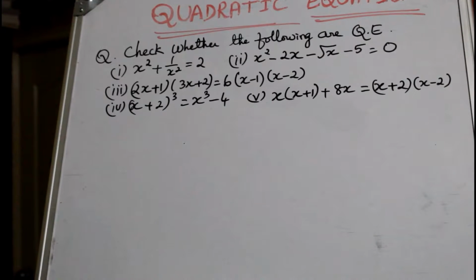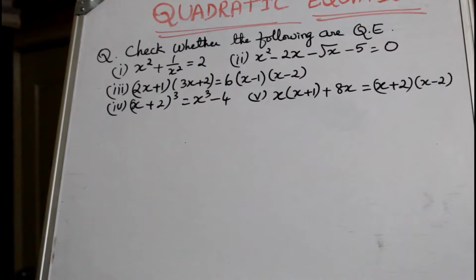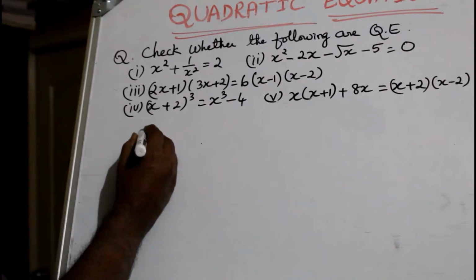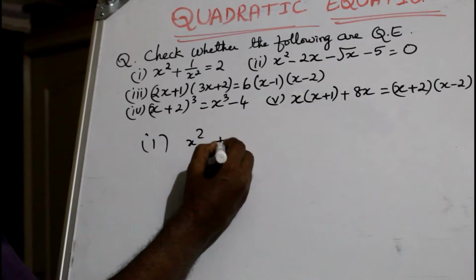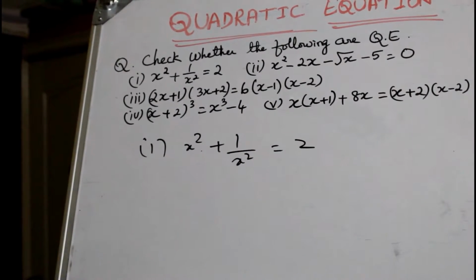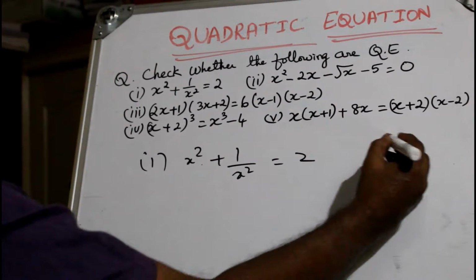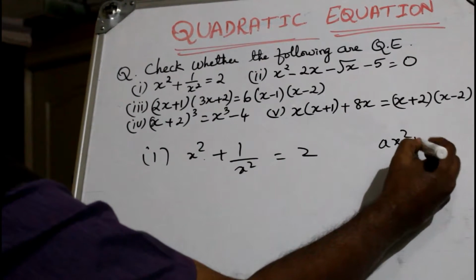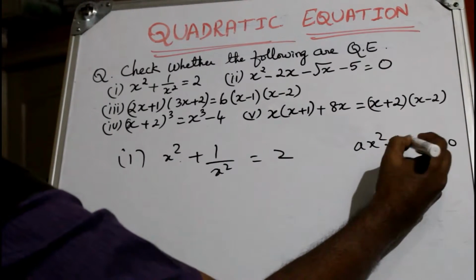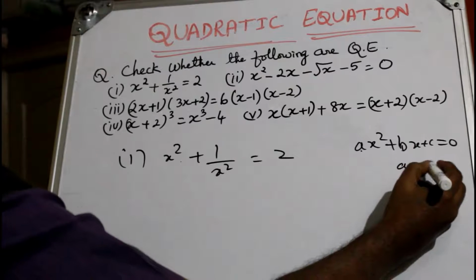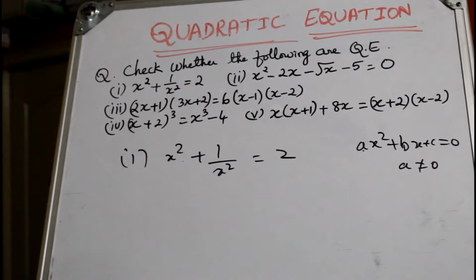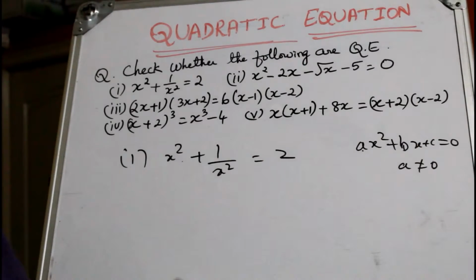So we'll continue with the second set of sums to check whether the following are quadratic equations. I'll take this sum. Sum number 1 is x square plus 1 by x square equal to 2. So you must try to bring it in the standard form, ax square plus bx plus c equal to 0. Remember, a should not be equal to 0. If a is 0, you won't get a quadratic.